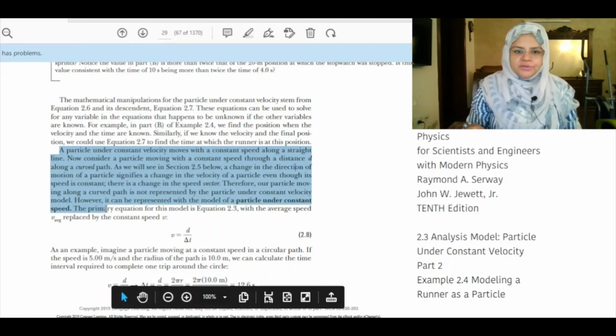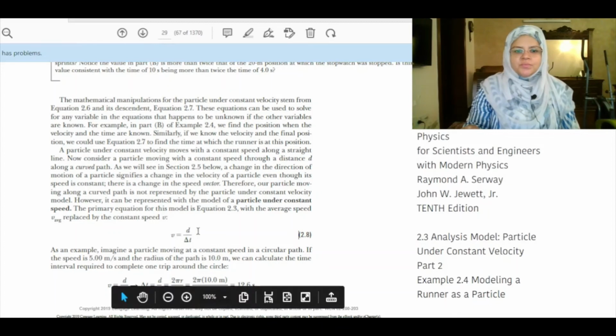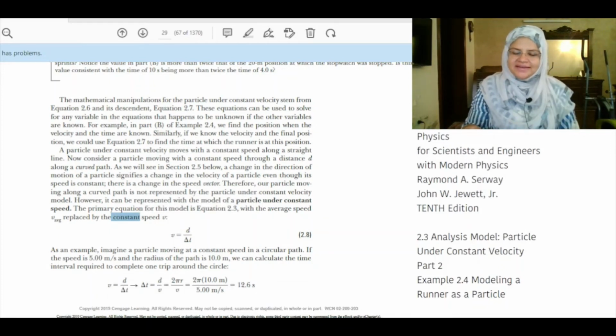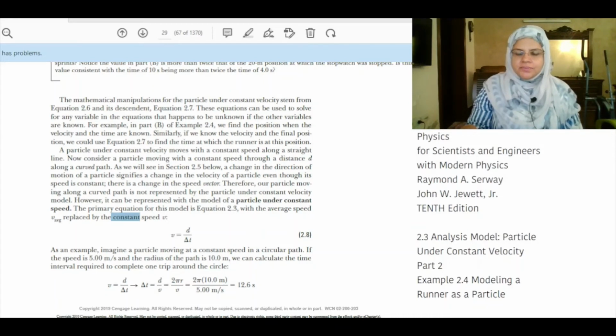The primary equation for this model is equation 2.3 with average speed v_x,avg replaced by the constant speed v. Equation 2.8 says v is equal to d over delta t, where v is the constant speed, d is the distance and delta t is the time interval. If a particle is moving in a straight line at constant speed, then it is also moving at a constant velocity. However, if the particle is moving in a curved path at constant speed, then it is not moving at constant velocity, it is only moving at constant speed. The velocity vector keeps on changing in a curved path.